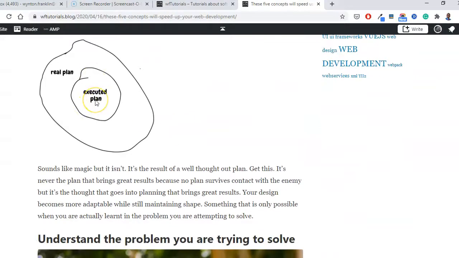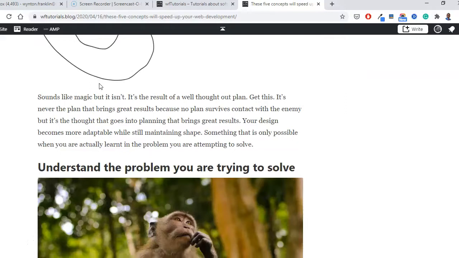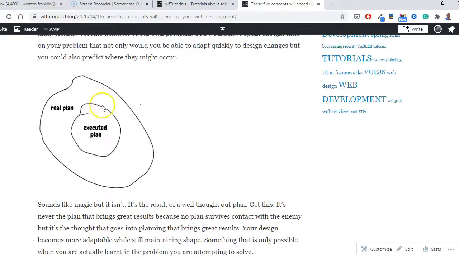So the executed plan is never what you really planned, but it still is, almost always, within the scope of what you planned. So make sure you have a plan.